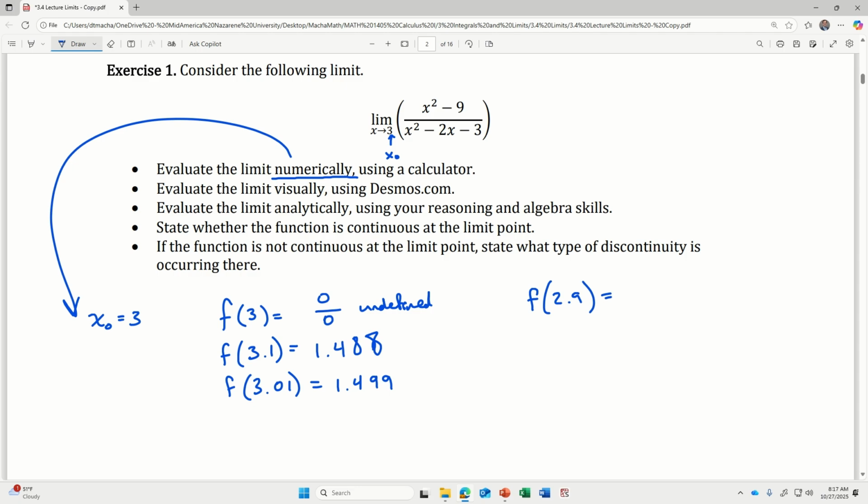2.9 squared minus 9, divided by 2.9 squared minus 2 times 2.9 minus 3. So 5.9 divided by 3.9 is 1.513. And then the next thing I'll try is maybe 2.99.